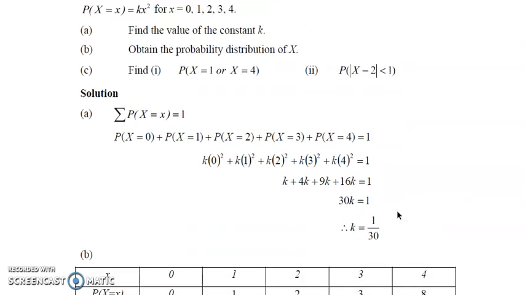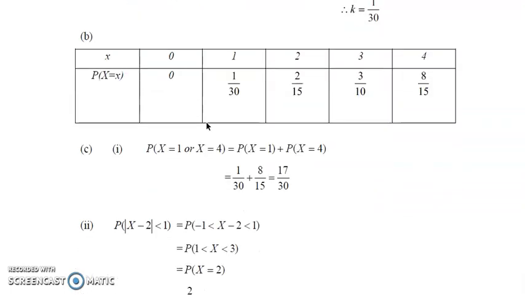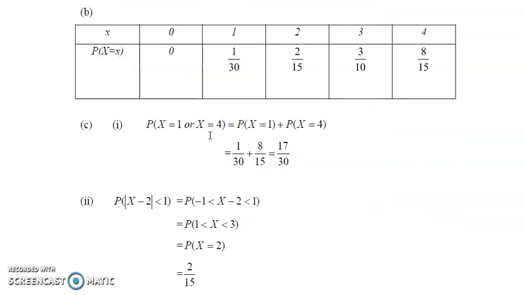And the next question, for question C1, the question asks for the probability of x equal to 1 or x equal to 4.